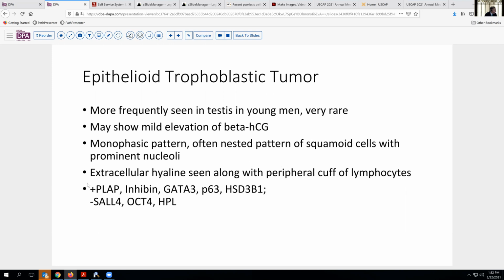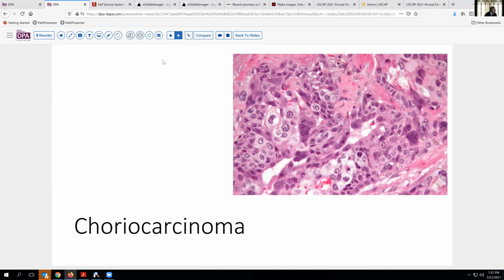Now, this lesion, in contrast to the prior lesion, is PLAP positive. It can be GATA3 and P63 positive. So again, these are not useful differentials because squamous cell carcinoma is in our differential here. But of course, in the testis, you'd be concerned about germ cell neoplasm, so SALL4, OCT4 would be negative. And so fitting it into the right ballpark may be a little bit challenging. It's rare enough that I could not find a suitable slide to share with you other than that image, which I have posted on the first page there.